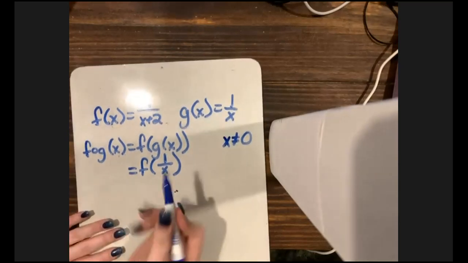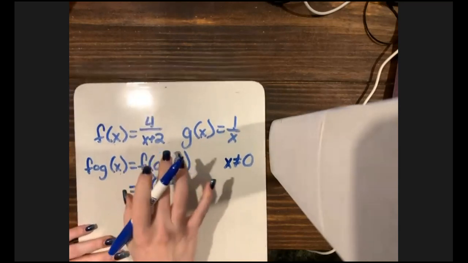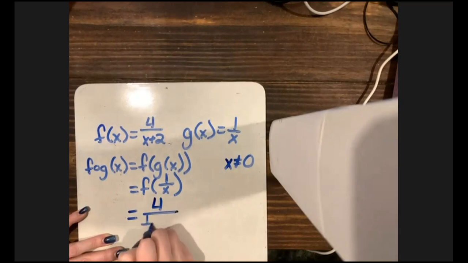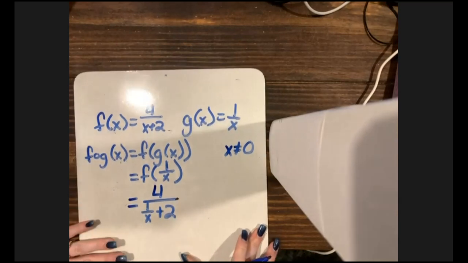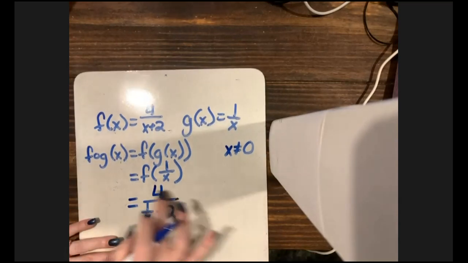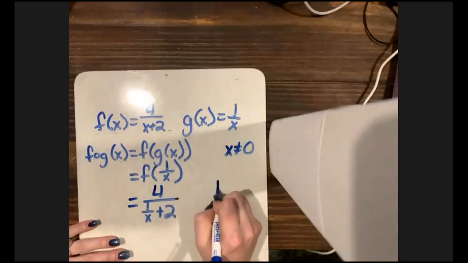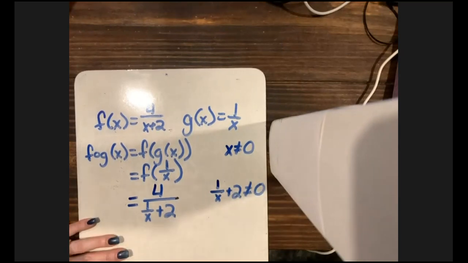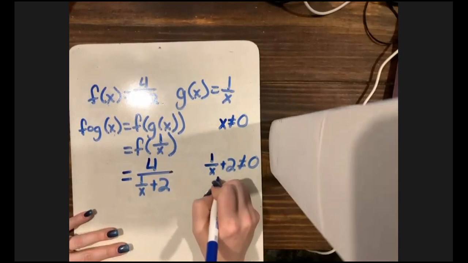So that's off limits. Now, when I get ready to plug this into this equation, okay, I'm going to have something that looks like this. Now, I still have a big old fraction right here, which means this denominator cannot equal 0. Okay, so now we need to work on solving this one.